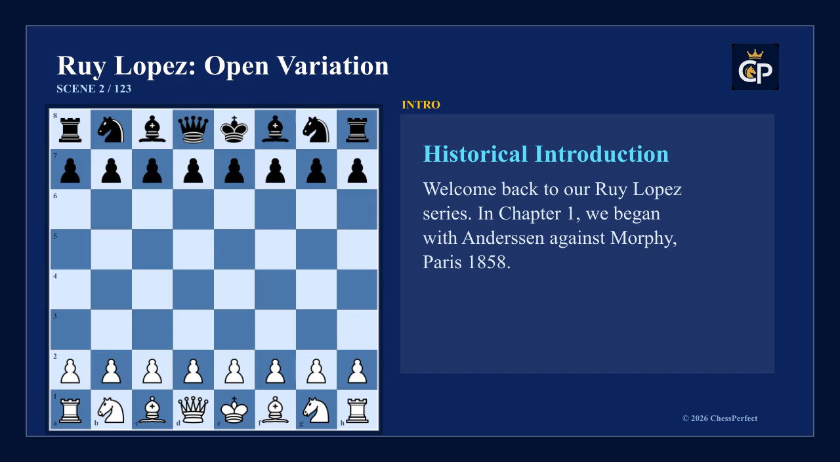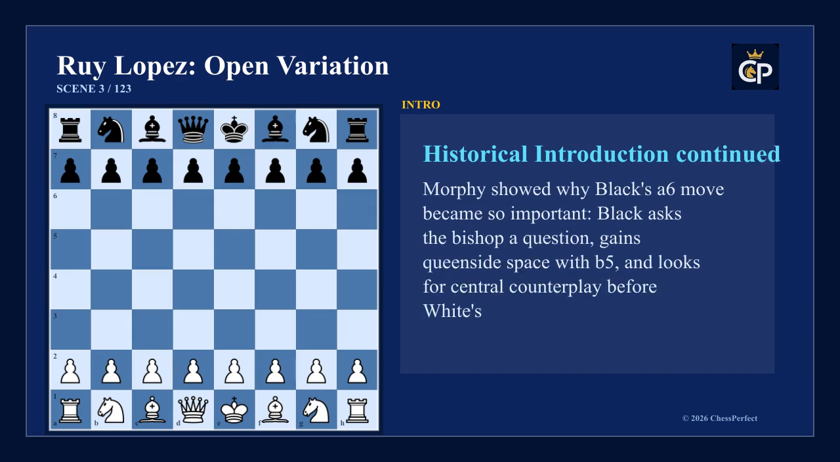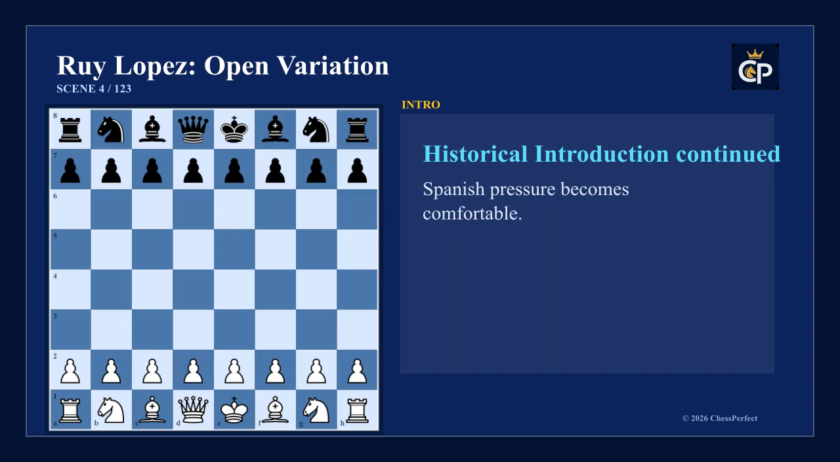Welcome back to our Ruy Lopez series. In Chapter 1, we began with Anderson against Morphy, Paris 1858. Morphy showed why Black's a6 move became so important. Black asks the bishop a question, gains queenside space with b5, and looks for central counterplay before White's Spanish pressure becomes comfortable.